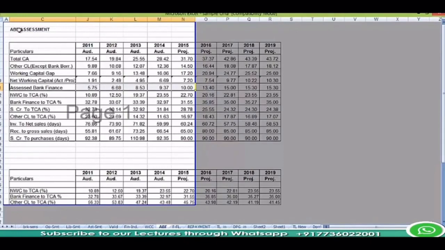This sheet is very important because it is going to tell how the company has financed its current assets, what is the combination, how much is from net working capital, how much is from bank finance, how much is from sundry creditors, how much is from other current liabilities. It is also going to talk about certain critical number of days, which is very important in understanding the working capital management of the customer. So this sheet talks about all those, that is ABF assessment.